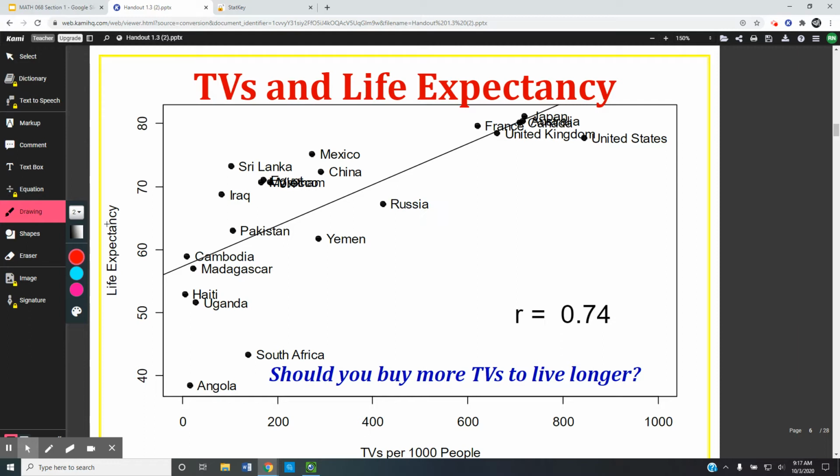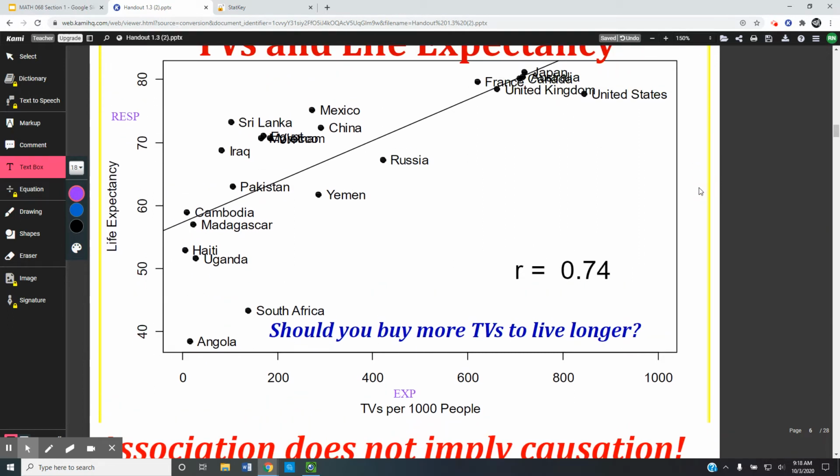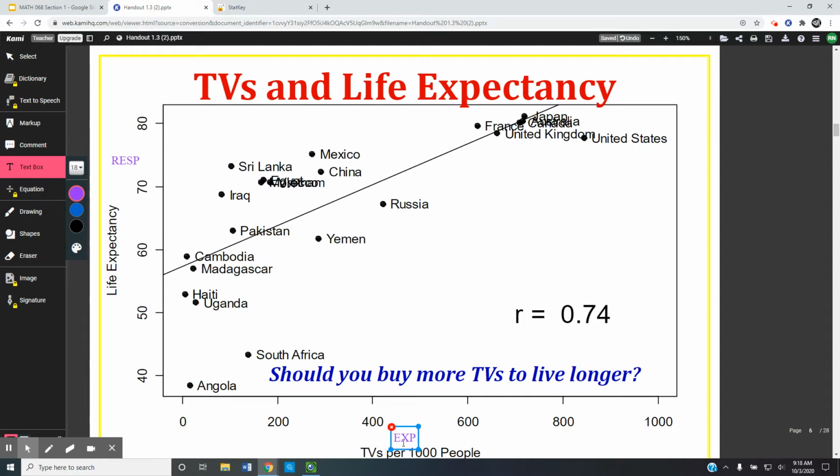So I have this chart, and on the x-axis, which would be the explanatory, I'm going to type that in so we are using the right words here. This is the explanatory on the x-axis, and over here on the y-axis is the response, which is life expectancy. We have some data from some countries, and we have TVs and life expectancy. So what this chart is attempting to ask me is by the TVs per 1,000 people. So it appears as I own more TVs, I have a longer life expectancy.